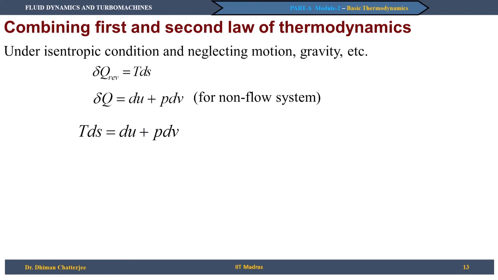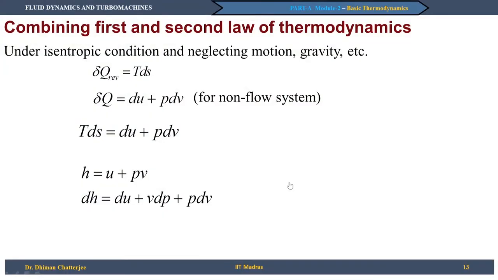But please note that though we have got TdS equal to du plus pdv as a relationship under different assumptions, this relationship is valid for all processes. Why? Because this is actually a relationship connecting different properties, and properties are point functions. So, it does not depend on what process, what path the change has taken place.